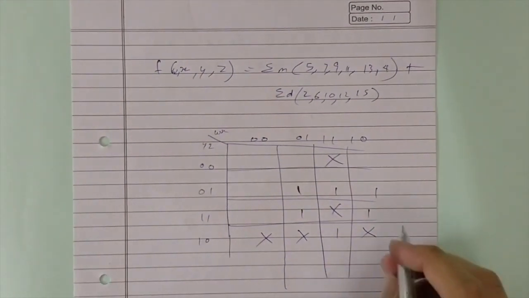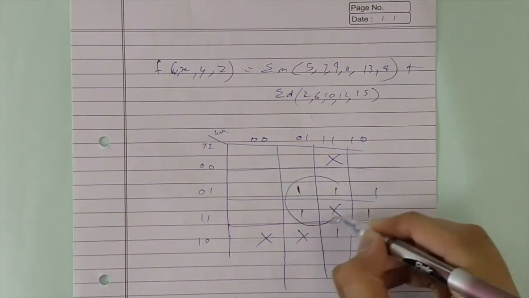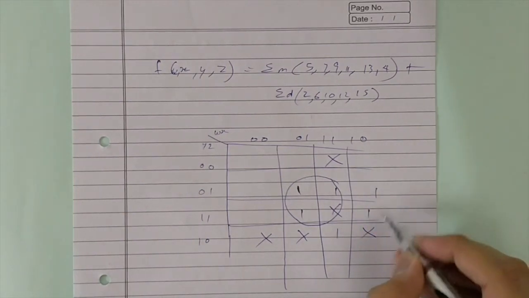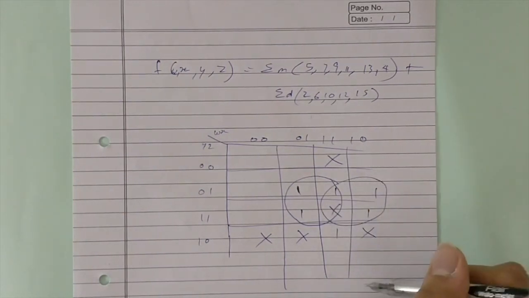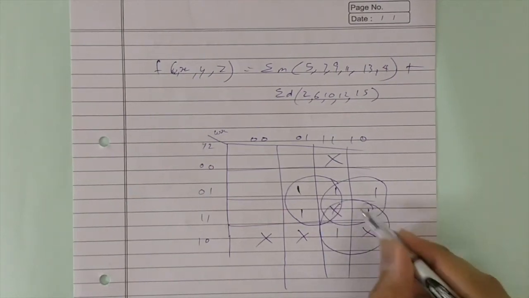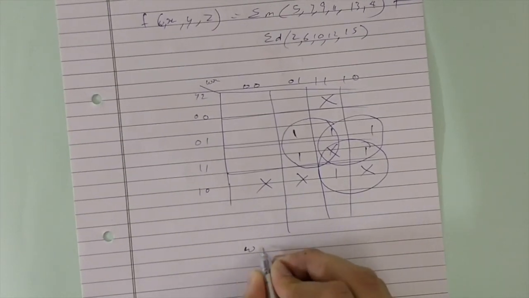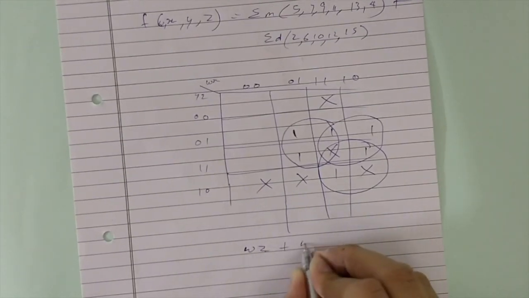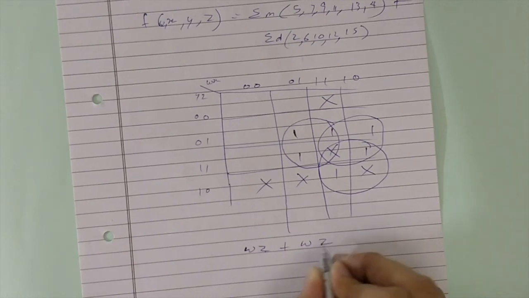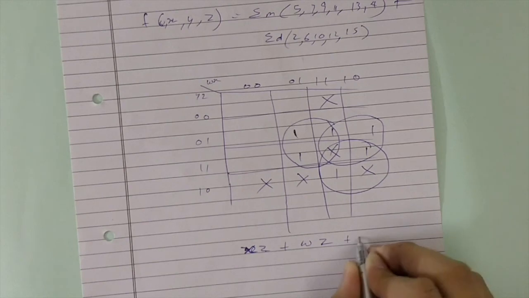Now here we can pair this question like this. We can pair these two like this, and we can pair this remaining one either like this, or like this. Now this would result in WZ plus XZ plus WZ plus WY.